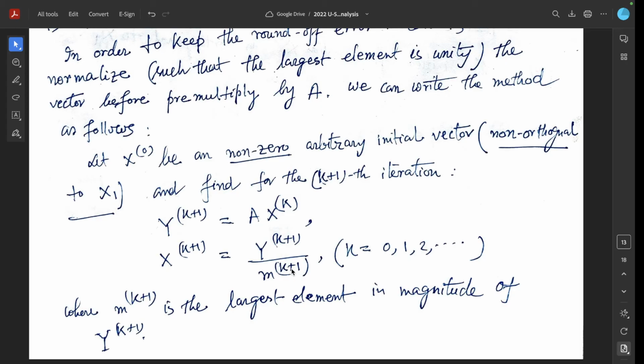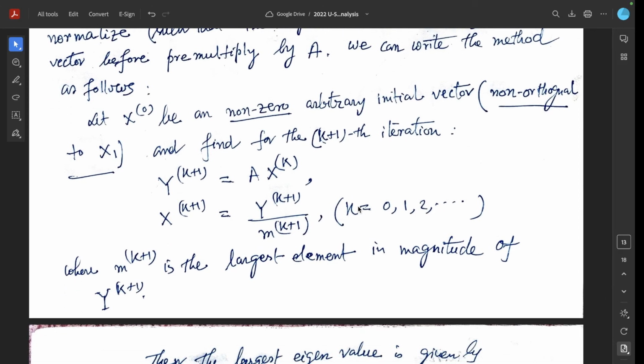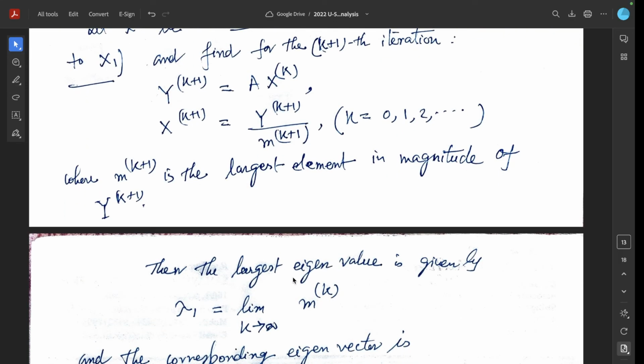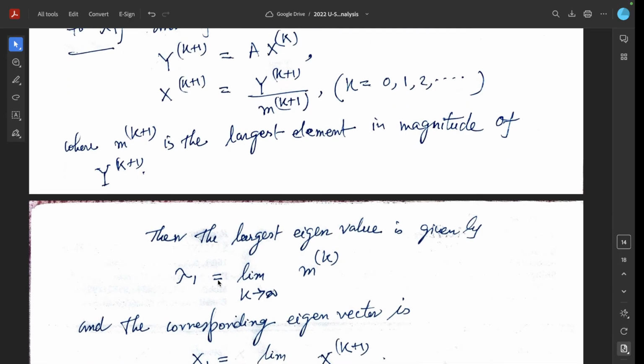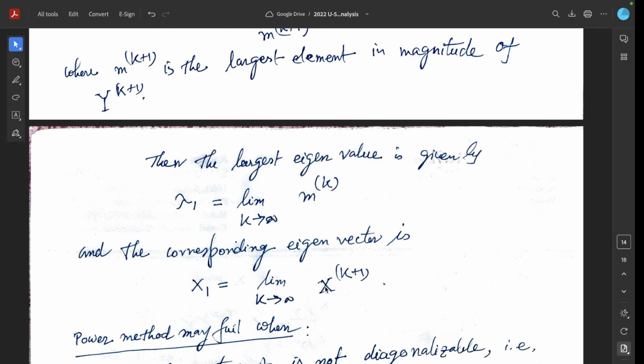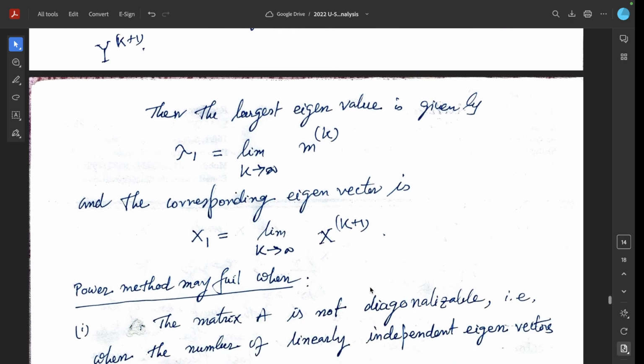Here the k plus 1 in the suffix means the k plus 1th iteration, for k equal to 0, 1, 2 and so on, where m(k+1) is the largest element in magnitude of y in the k plus 1th iteration. Then the largest eigenvalue is given by lambda 1 equal to the limit as k tends to infinity of m(k), and the corresponding eigenvector is x1 equal to the limit as k tends to infinity of x(k+1).